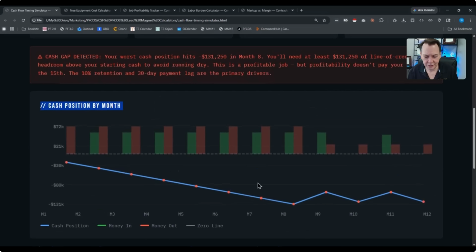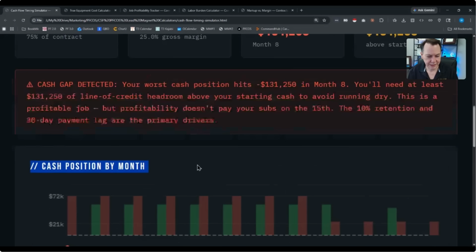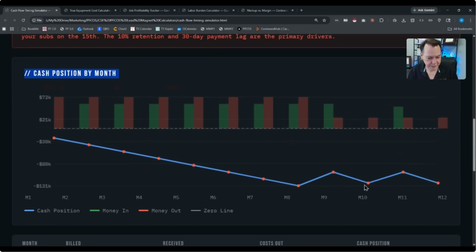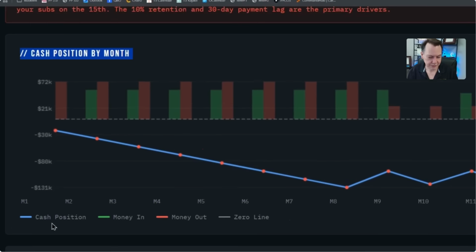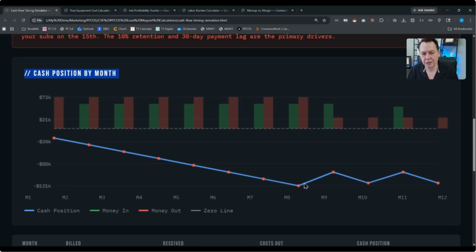But if you know that you're going to have this gap every month or at peak times where you're going to have to be funding the job, you see this right here, this point right here, you're really funding the job and you're not really catching up to it. It's showing what's your cash position on the job versus your money coming in, money going out.